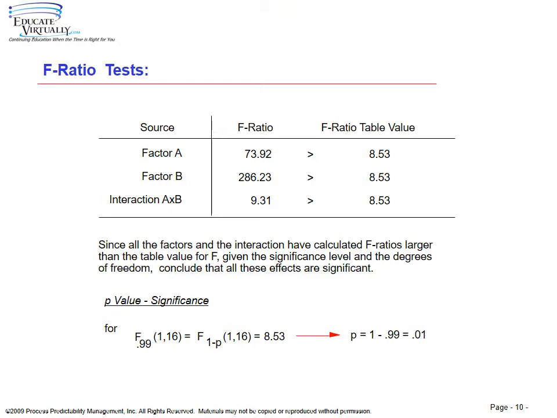Factor A, factor B, and the interaction of A times B all have calculated F ratios that are larger than the value from the table. Because of this, we can conclude that all of these factors and the interaction are significant. That means that factor A, number of windings, when it changed between 20 and 30, it made a difference. Factor B, the gap distance, when it changed between 10 thousandths and 15 thousandths, it made a difference. And also the combined effect of windings and gap distance, when those changed together, it made a difference as well. So everything in this particular experiment is significant.